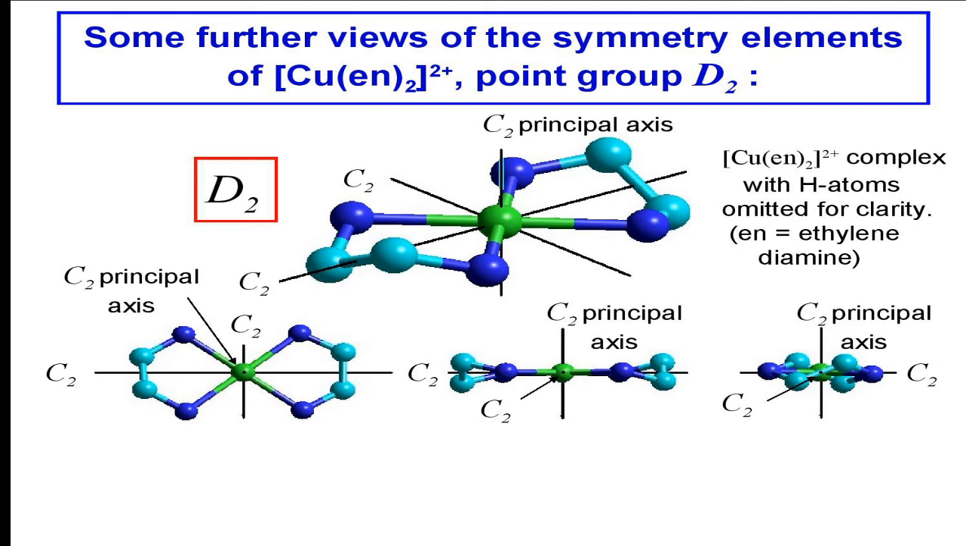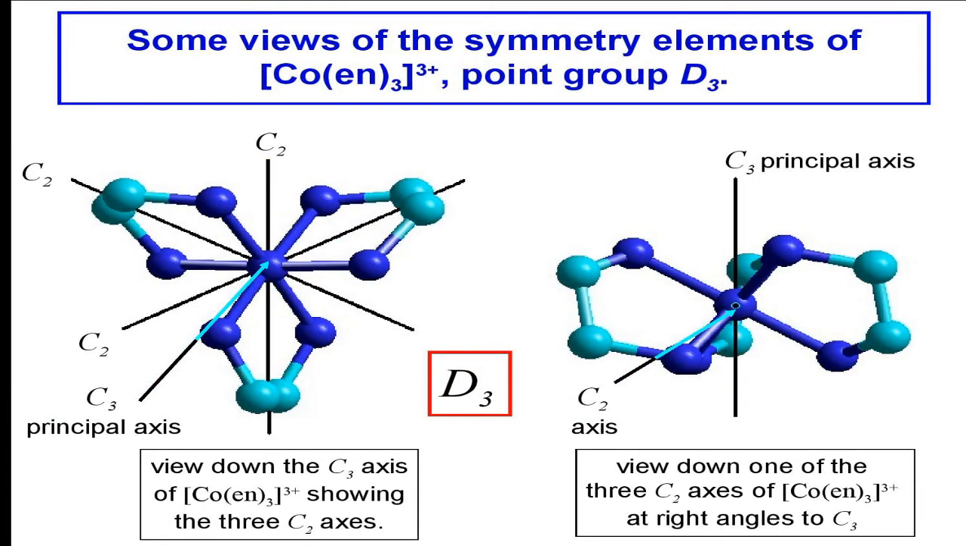We can see in what different ways we can assign the perpendicular C2. C2 is the principal axis, and the perpendicular C2 as well; both are C2. Hence, we can assign the point group of the molecule as D2. What is D3? The cobalt tris-ethylenediamine complex. Here the principal axis is C3 and the perpendicular axis is C2. Hence, the point group of the molecule is D3.